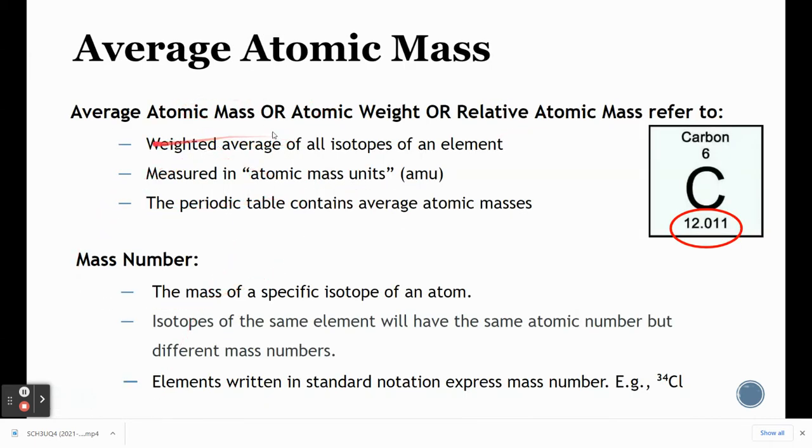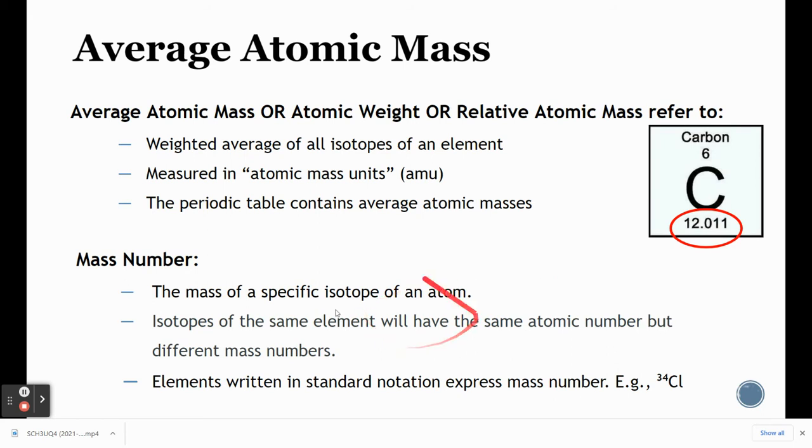So just a little comparison between the average atomic mass and the mass number. These are all different terms for average atomic mass, by the way, so atomic weight or relative atomic mass. So again, that's what you see on the periodic table. It's a weighted average of all the isotopes of an element, and it's still measured in atomic mass units. And that's what, again, the periodic table contains. The mass number is specific to an isotope. So when we round, let's say we rounded this to 12, that's the mass number of carbon 12 in reality.